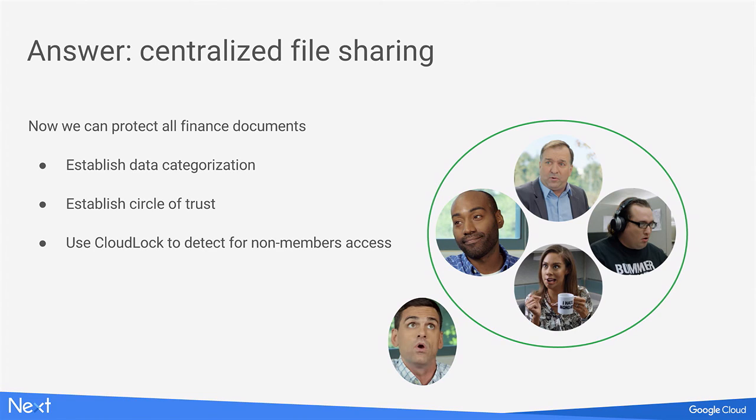So what we're going to do is monitor all the user activities for the finance files, and we can have a new confidence in knowing that ABC's finance documents are in one specific location. What's notable here is once data categorization is established and you've established your circle of trust, companies can now put sensitive information in the cloud and have it contained and actively monitor it.